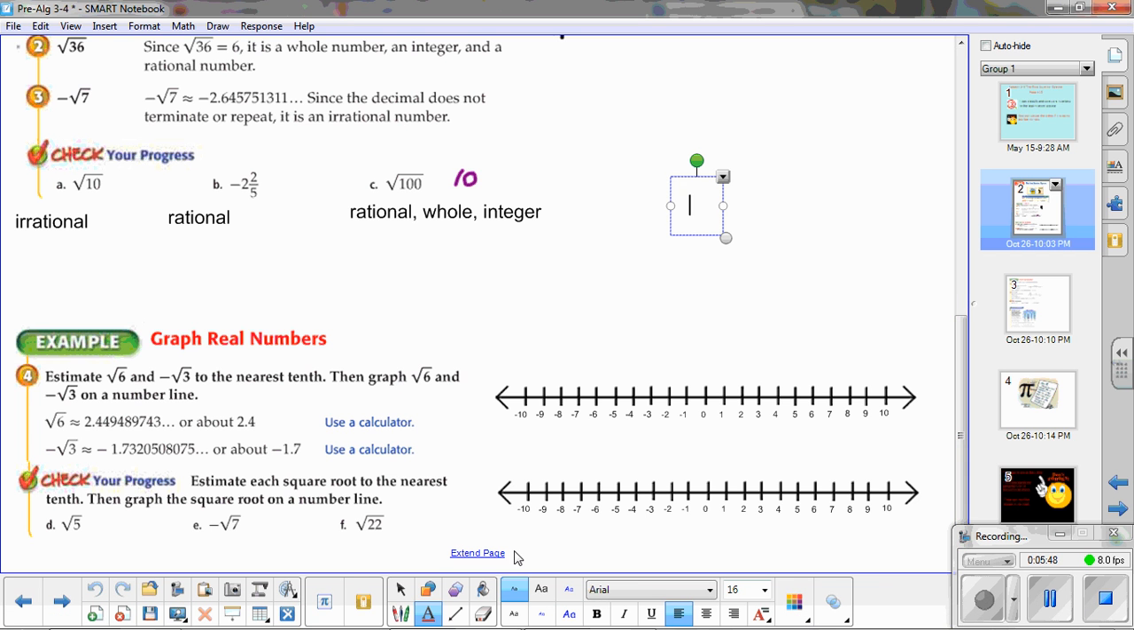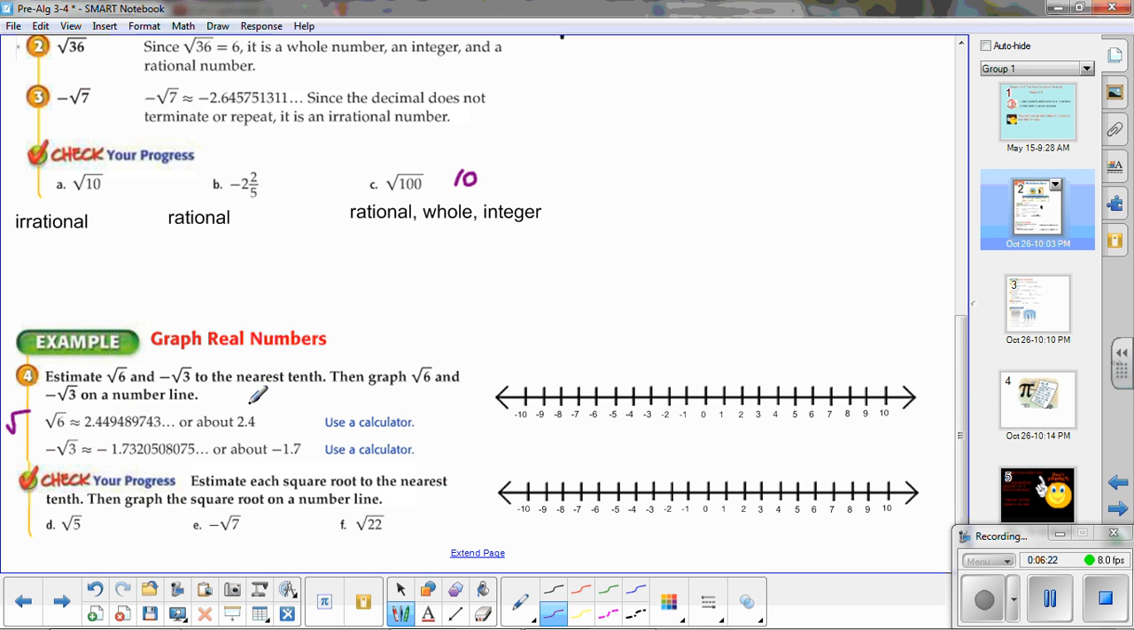Next up, we're going to be graphing real numbers. It says estimate square root of 6 and negative square root of 3 to the nearest tenth, then graph square root of 6 and negative square root of 3 on a number line. Well, you're going to want to just type these into your calculator. You're going to want to look for the button with the radical symbol. Some calculators you type it in first and then the number. Other calculators you type in the number and then the square root symbol. So you'll need to try it out on your calculator. And if you can't figure it out, you'll need to be sure to ask in class how to do it on your calculator.